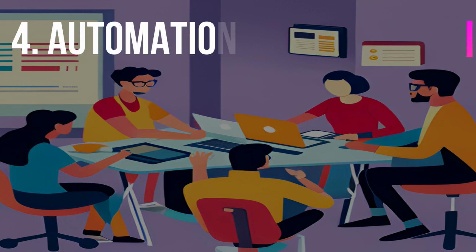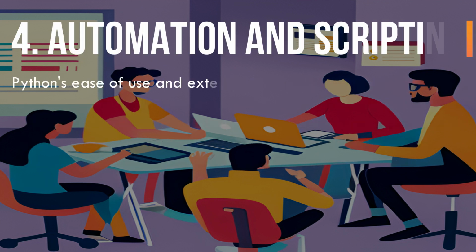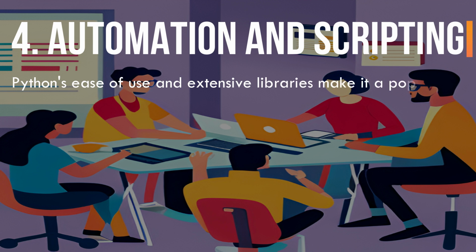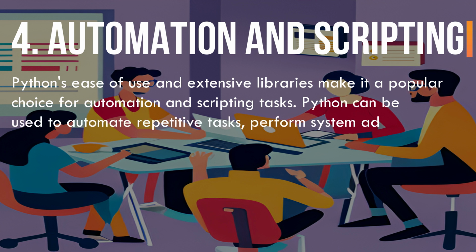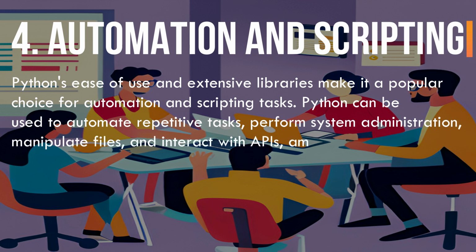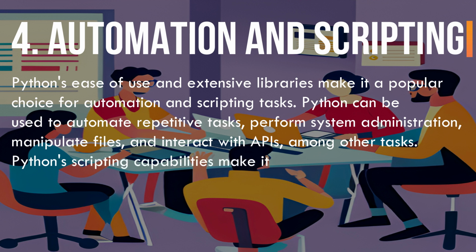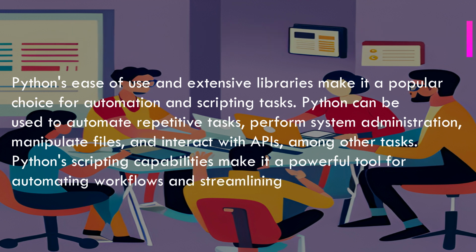4. Automation and scripting. Python's ease of use and extensive libraries make it a popular choice for automation and scripting tasks. Python can be used to automate repetitive tasks, perform system administration, manipulate files, and interact with APIs, among other tasks. Python's scripting capabilities make it a powerful tool for automating workflows and streamlining processes.